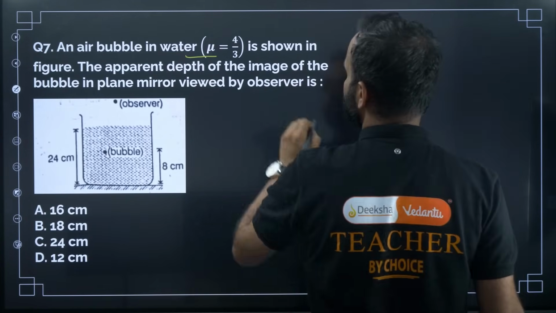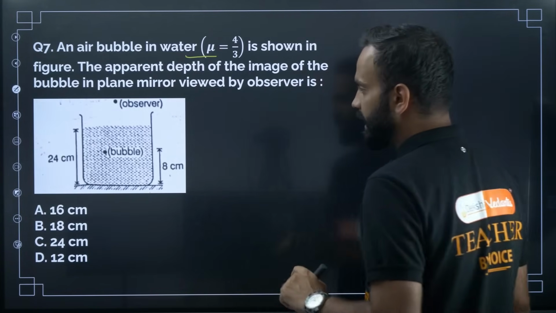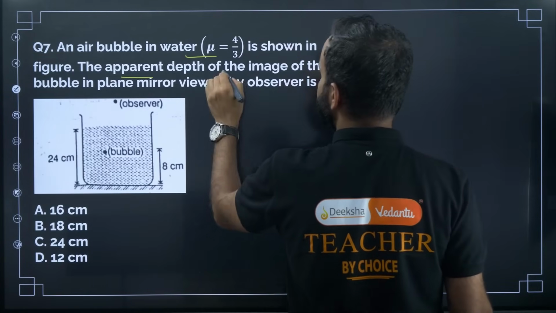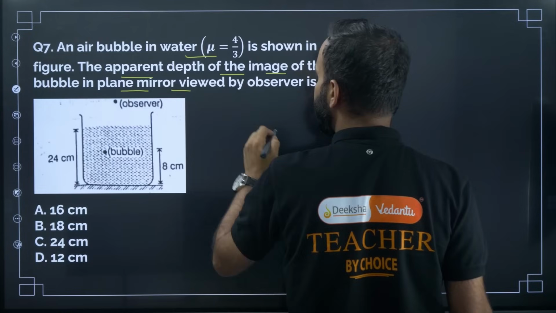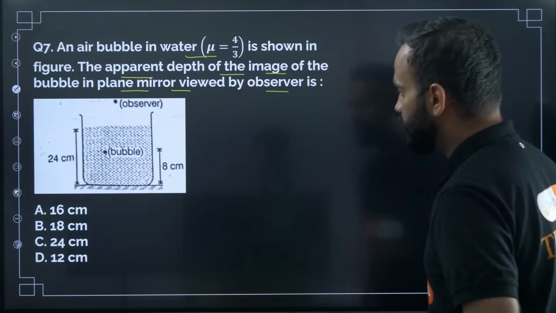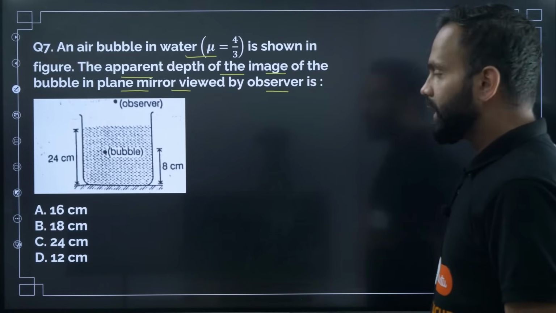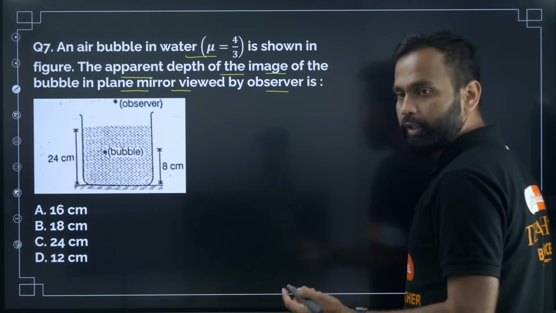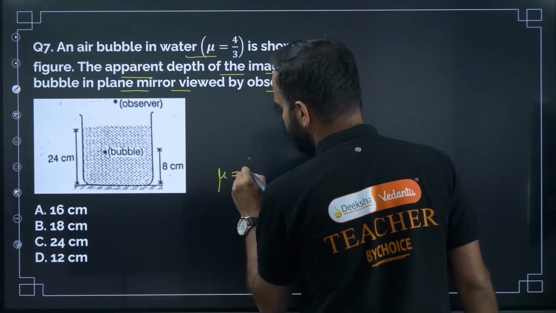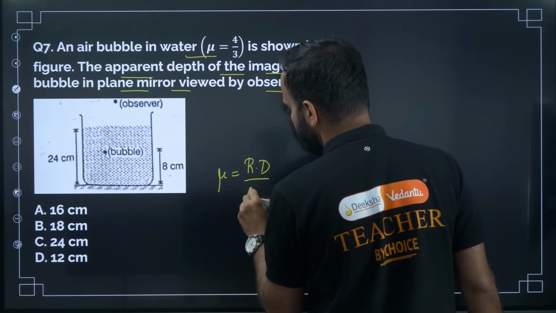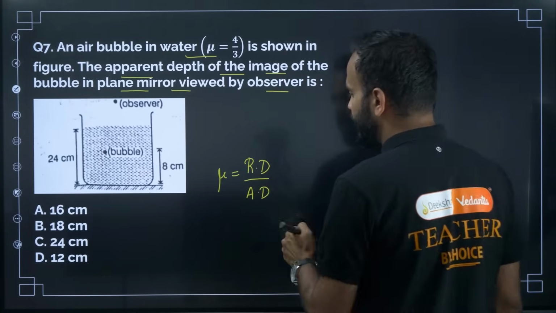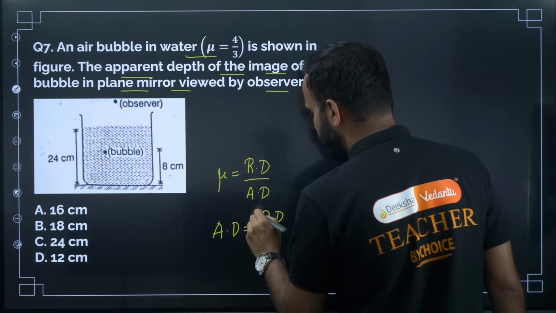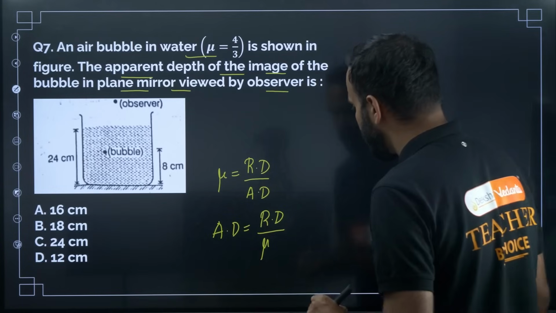An air bubble in water, mu equal to 4 by 3, that is the refractive index of the water, is shown in the figure. The apparent depth of the image of the bubble in the plane mirror viewed by observer is, okay, we need to find apparent depth, right? So the dead easy question, and direct question. So we know that refractive index mu is equal to real depth divided by apparent depth, right? So they are asking you to find apparent depth. So apparent depth is equal to real depth divided by mu, that is refractive index of the water.